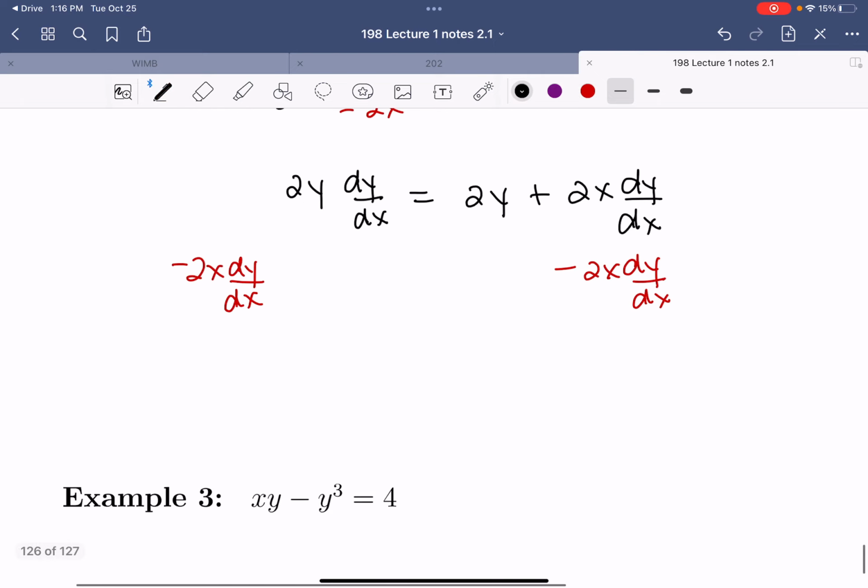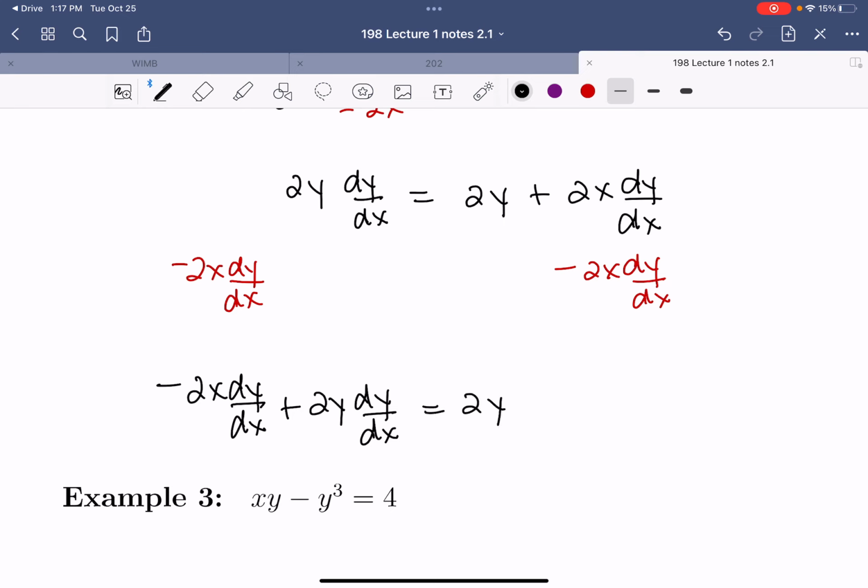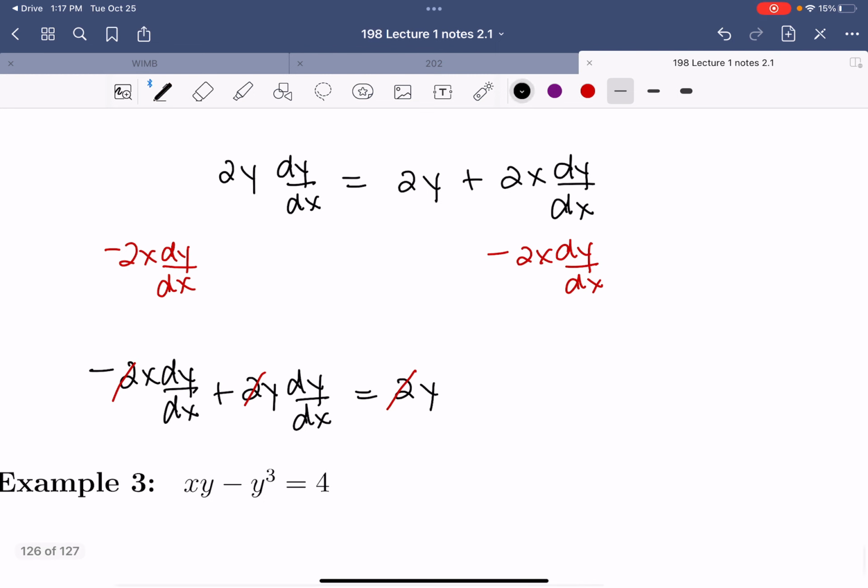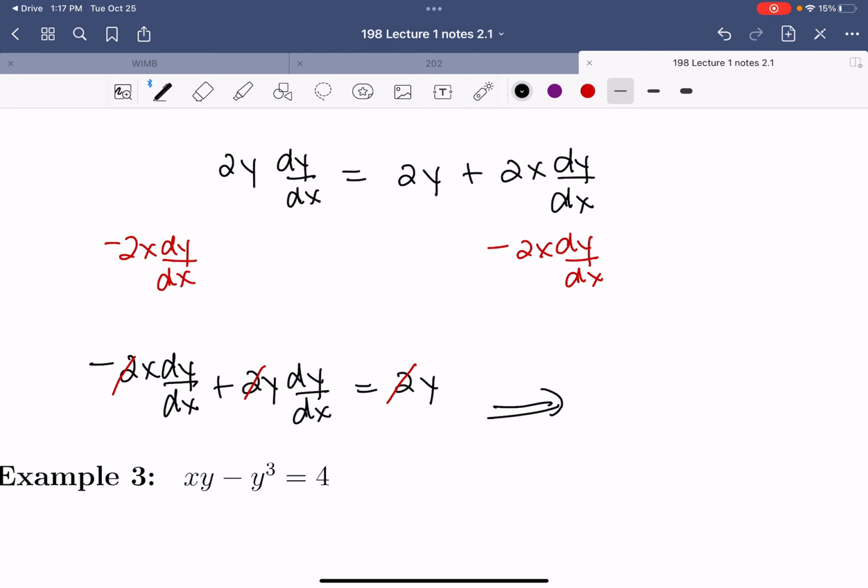Okay, so what I'm left with here is negative 2x dy/dx plus 2y dy/dx equals 2y. Now you can also notice that every single term has a 2 in it, so you could cancel a 2 in each term. Then I'm going to factor out the dy/dx. I'm running out of room here.